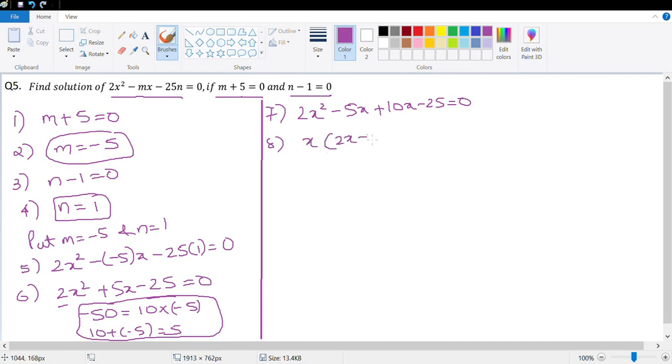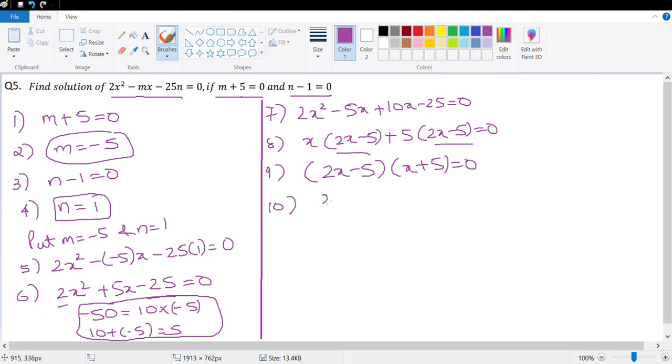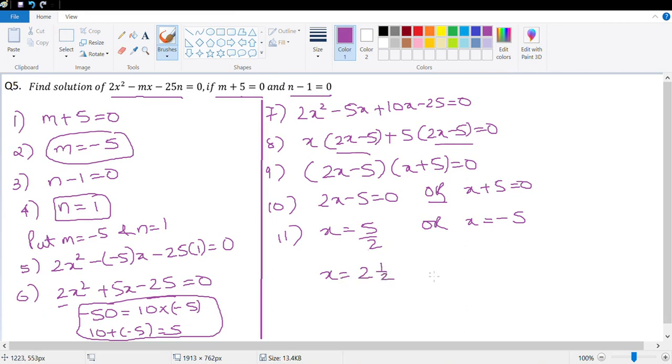So x times (2x minus 5), and what's common between the other two is 5, so 5 times (2x minus 5) is equal to 0. 2x minus 5 is common in both these elements. So we have (2x minus 5) times (x plus 5) is equal to 0. This gives us 2x minus 5 is equal to 0, or x plus 5 is equal to 0. This gives us x is equal to 5 by 2, or x is equal to negative 5. Let's write it in the mixed fraction. So this is 2.5 or 2 1 by 2, or negative 5. That's the value of x.